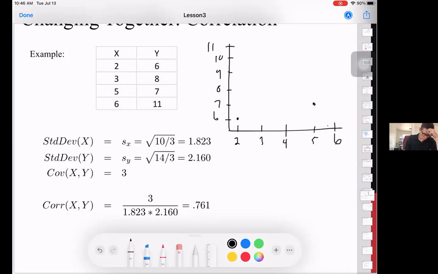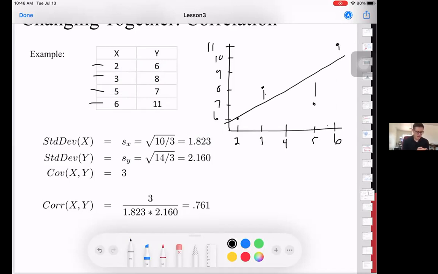I'm sorry, I skipped one. 3, 8, it's right here. And 6, 11 is right here. Sorry, that was confusing. I did this one, then this one, then this one, then this one. But just plotting the points, you can see there's a nice positive relationship between them, but the points are actually not all very close to the line that fits them. So that's why it's not a correlation of 1, it's a correlation of 0.76 or something like that.